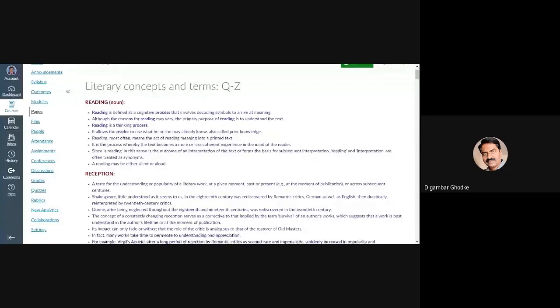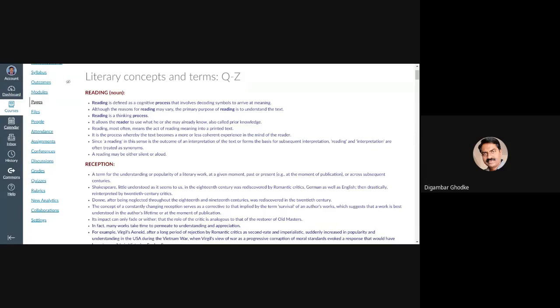In this part of my lecture, I shall deal with the literary terms beginning with the letter R, in which I shall first talk about the term reading, which is a very familiar term. Friends, reading is a cognitive process, which means it is a process which occurs in your brain. And this process, which we termed as a cognitive process, involves decoding symbols to arrive at meaning. You must be familiar with the terms such as decoding and encoding.